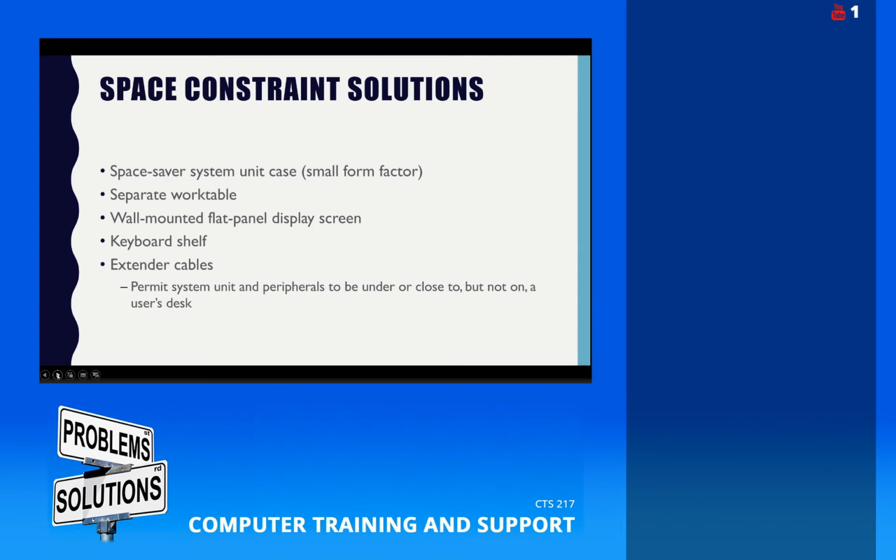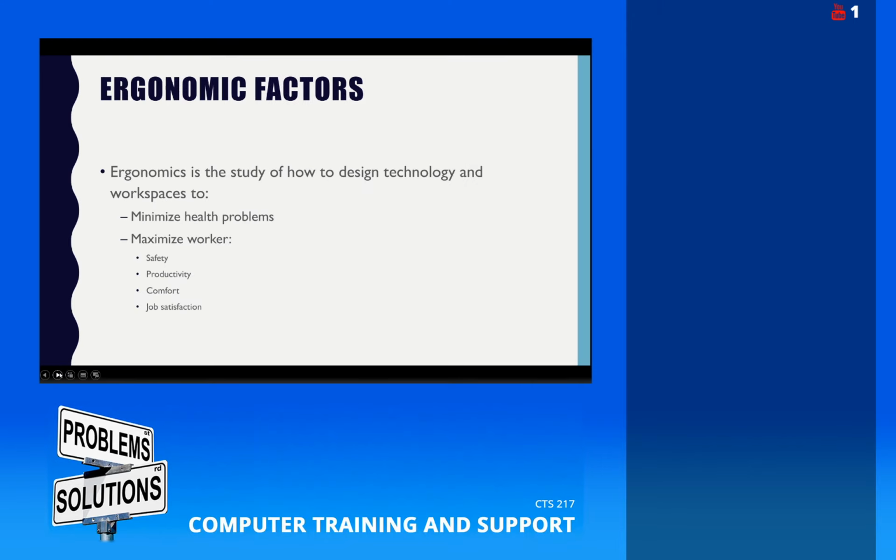Keyboard shelves. You'll find those underneath desks so they don't take up desk space. I have one underneath my desk that I don't use because I don't like it. I don't like placing my hands down there. But having a keyboard shelf gets the keyboard out of the way. And then extension cables, where you can take peripherals and move them around beyond the limitations of the standard cable. It's something to consider as you look at putting these peripherals where you want to put them.